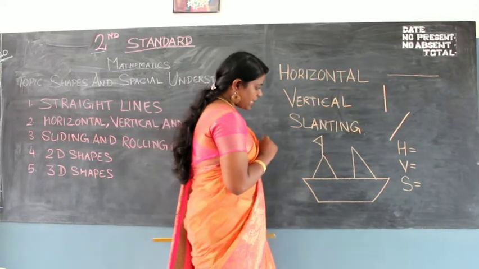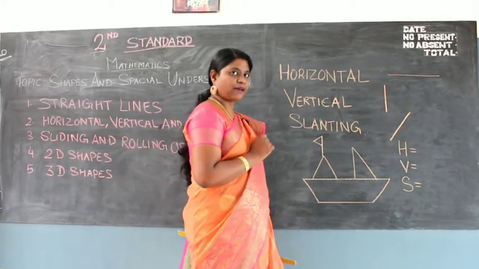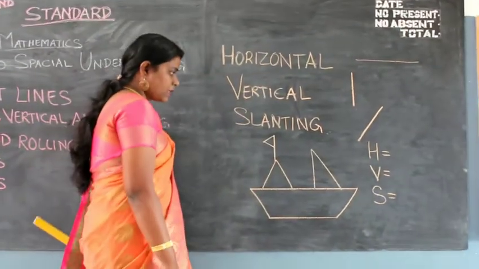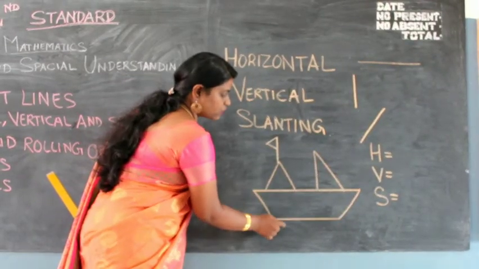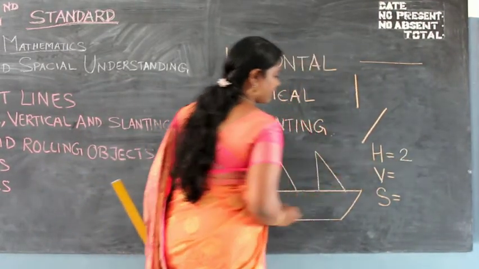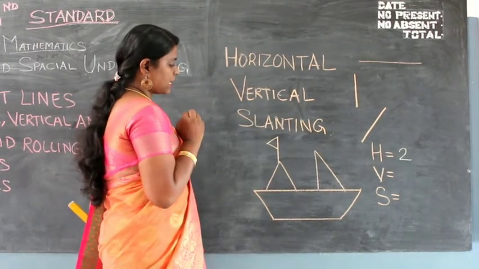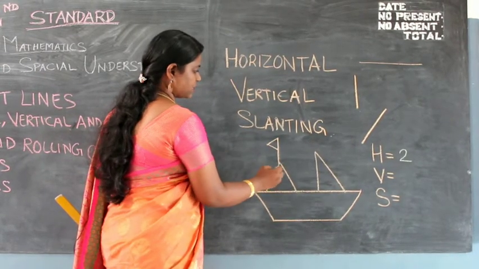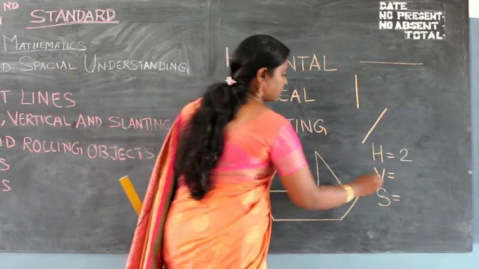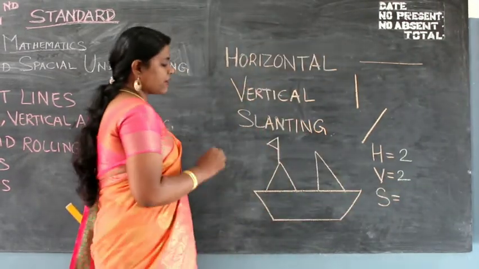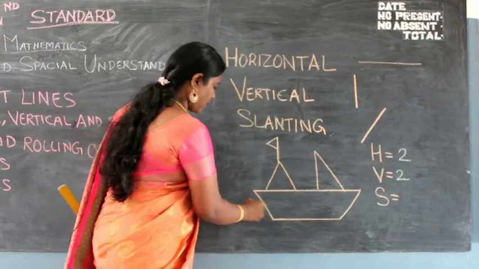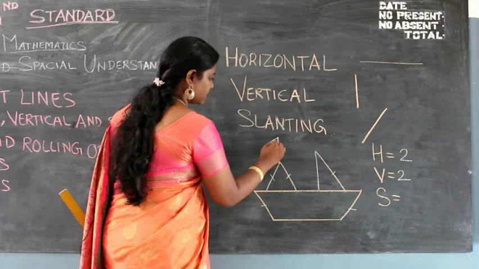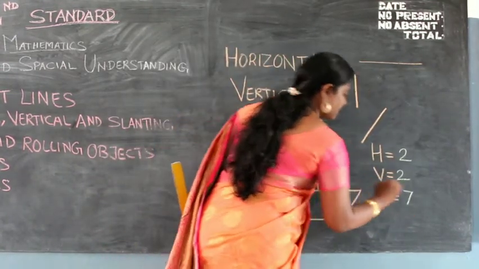Now look at the picture and tell me how many horizontal lines you have. Horizontal lines are the sleeping lines. Which are the two lines relaxing and sleeping here? Yes, this one and this one. So you have two horizontal lines. Now let's see which are the vertical lines. Are these vertical? No, these are slanting. But yes, this line is vertical. So this is one, this is two. There are two vertical lines. Now I think we have lots of slanting lines. See here, 1, 2, 3, 4, 5, 6 and 7. So we have 7 slanting lines.